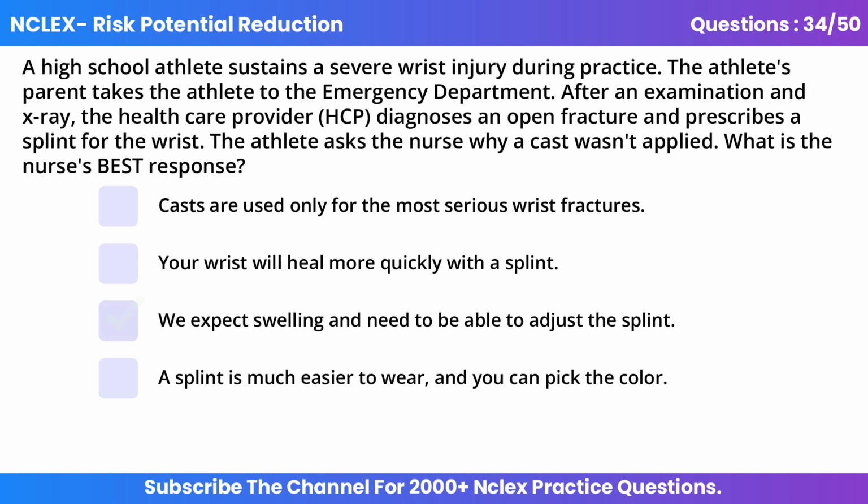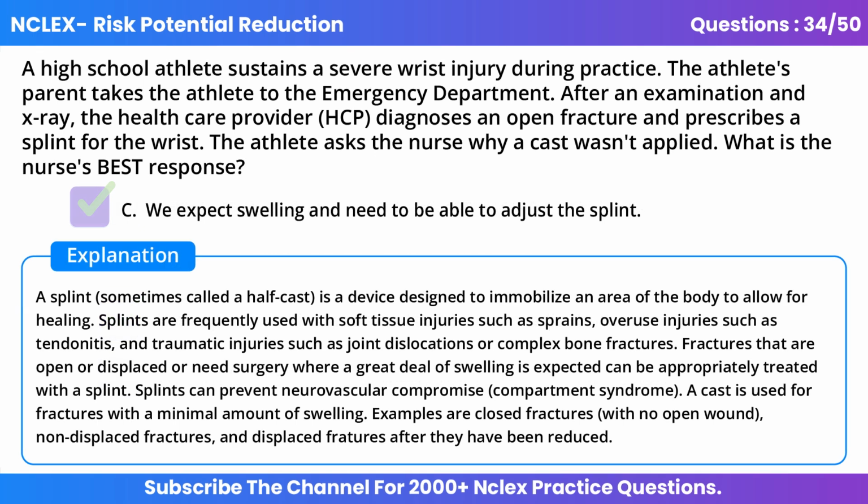C. We expect swelling and need to be able to adjust the splint. A splint, sometimes called a half cast, is a device designed to immobilize an area of the body to allow for healing. Splints are frequently used with soft tissue injuries such as sprains, overuse injuries such as tendinitis, and traumatic injuries such as joint dislocations or complex bone fractures.